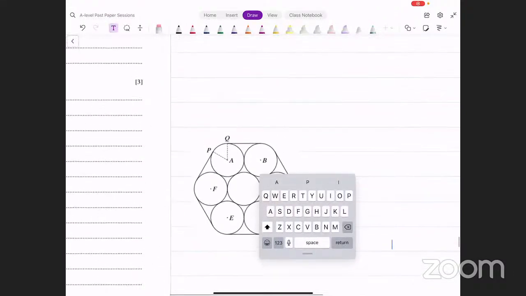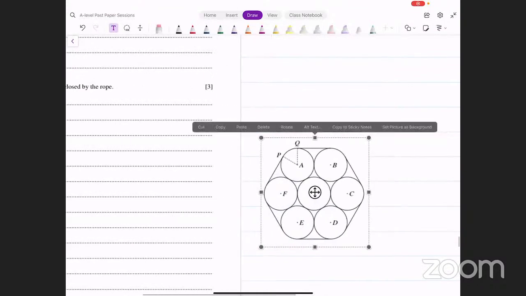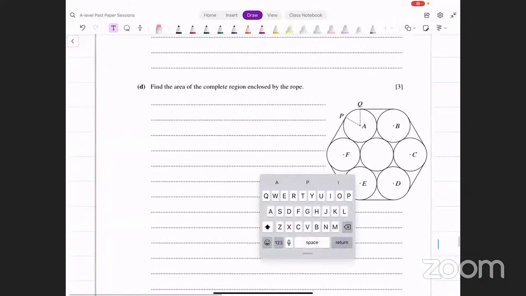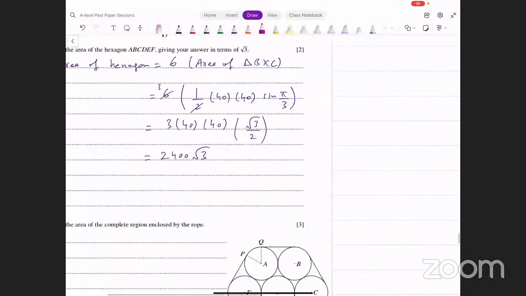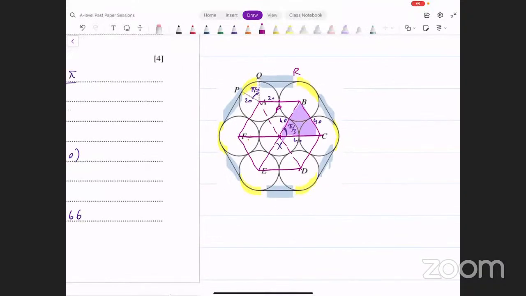Let's think about this now, right? Yeah, so this question is actually quite tricky. I agree. Let's think about this now. इस पूरी फिगर का आपने एरिया निकालना है। अब इसके लिए क्या करें? Let's try to use what we've done in the previous part. Previous part में हमने क्या किया था? हमने ये hexagon find किया. Is that going to be helpful?